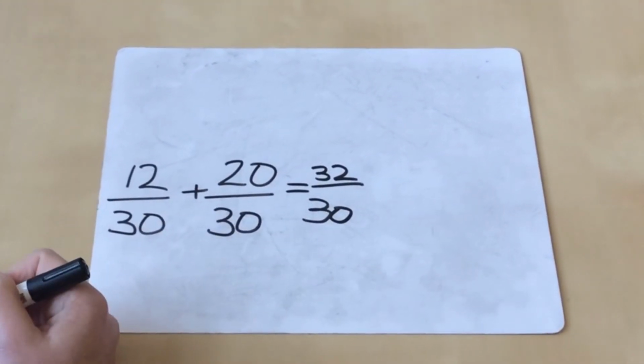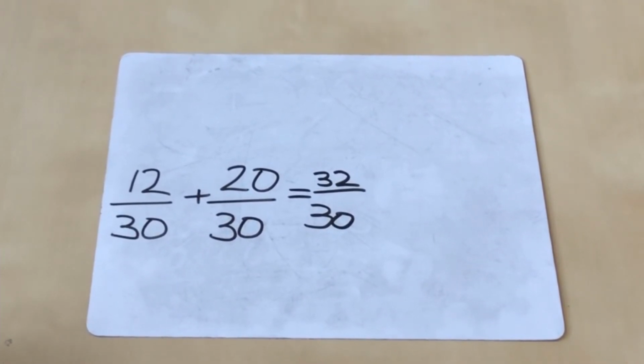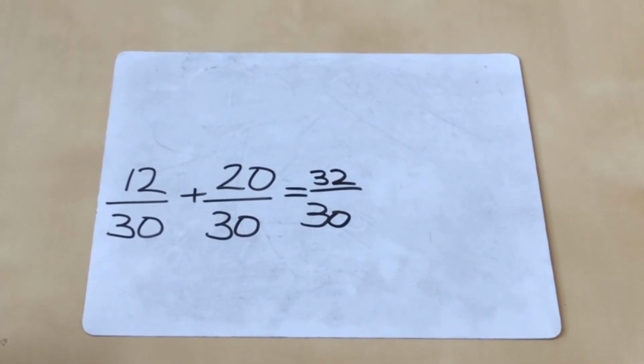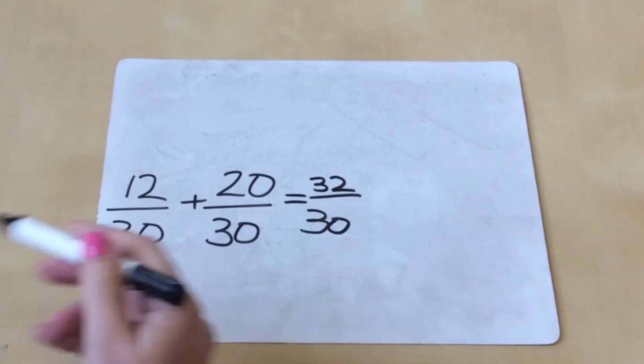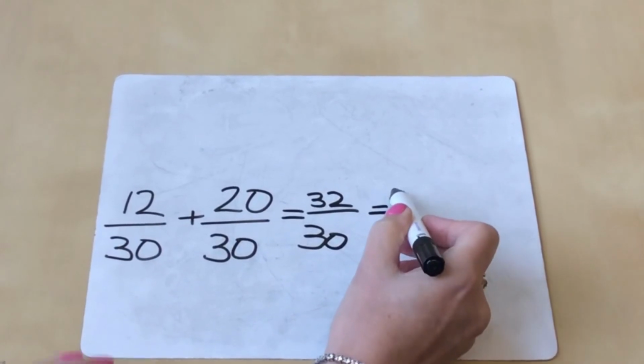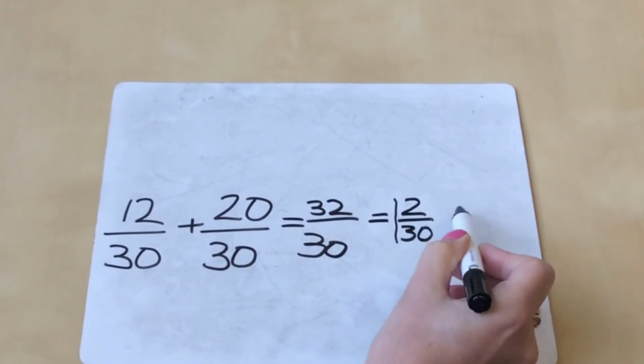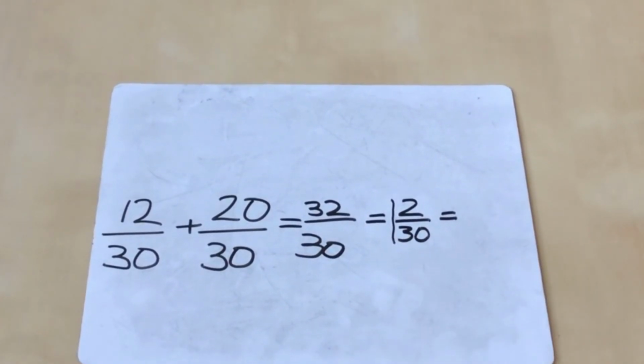We therefore need to make this fraction into a mixed fraction. To do this, you divide your numerator by your denominator, which is 32 divided by 30, which equals 1 whole remainder 2/30. We could then simplify this even further.